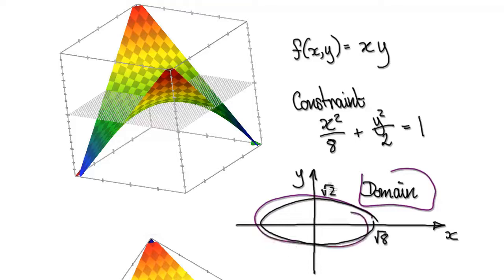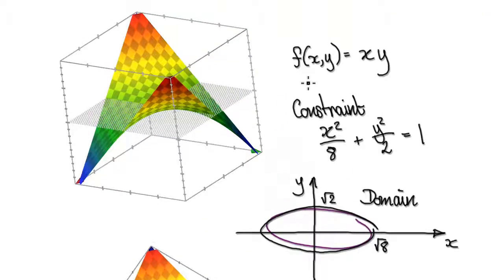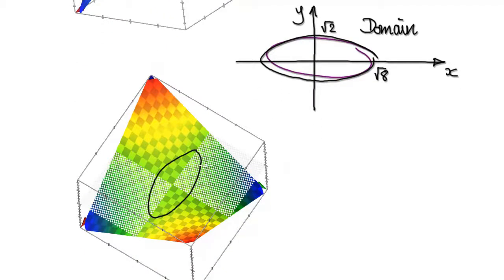on this ellipse. So looking at this surface, where's the highest value? Where's the highest and the lowest points on this surface? But the domain has to be on this ellipse. So what that means is this. If you look down on this surface, it will look like this, and this is our constraint. We have to live on this ellipse.